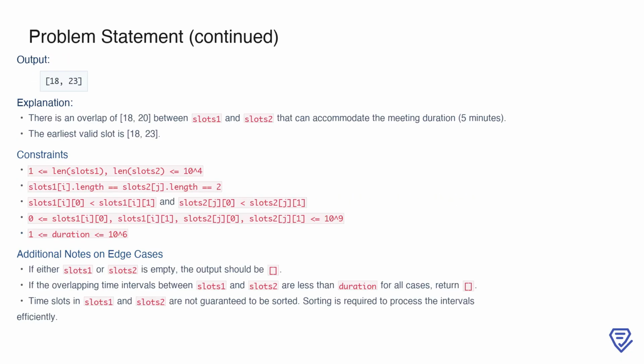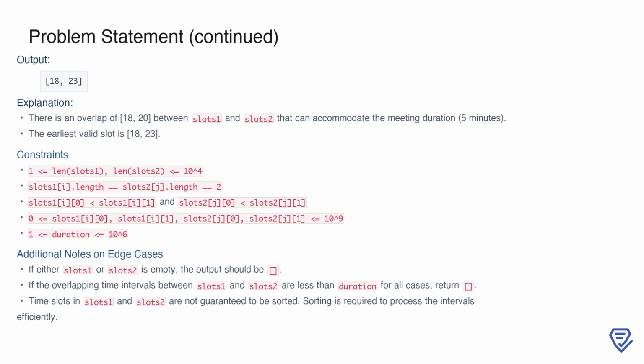Finally, let's look at one more example. Here, slots1 contains the intervals [1, 10] and [15, 20], while slots2 contains [5, 15] and [18, 25]. The required meeting duration is 5 minutes. In this case, there is an overlap of [18, 20] between the two schedules. This overlap is exactly 5 minutes long, which satisfies the meeting duration requirement. The earliest valid time slot that fits the criteria is [18, 23], where the meeting starts at 18 and ends at 23. This becomes our output.